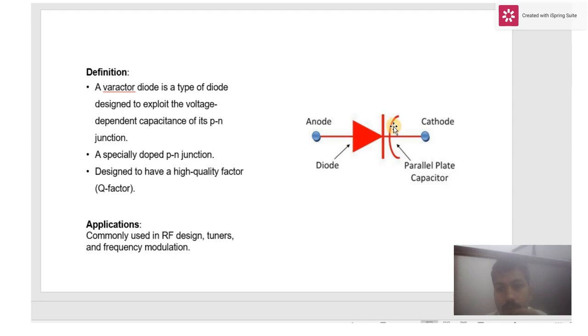Here you can see there is a junction between anode and cathode. This junction has two parallel plates. These parallel plates will act as a capacitor. So this type of diode is basically used for tuner circuits, frequency modulation, or any other RF designs.